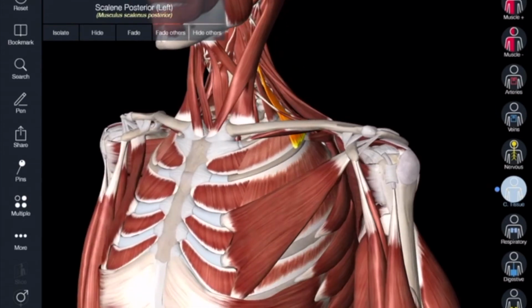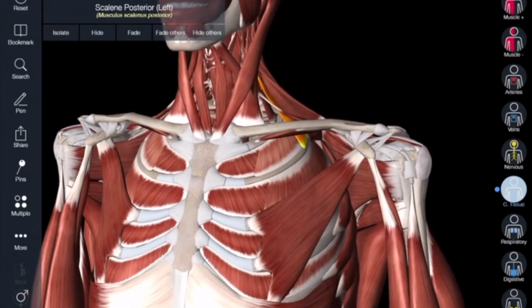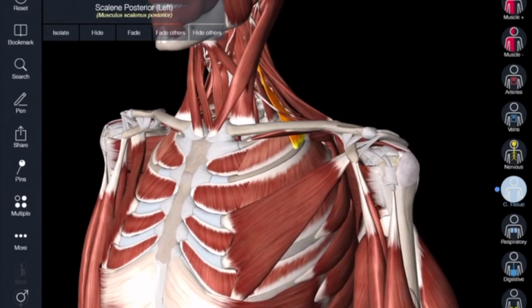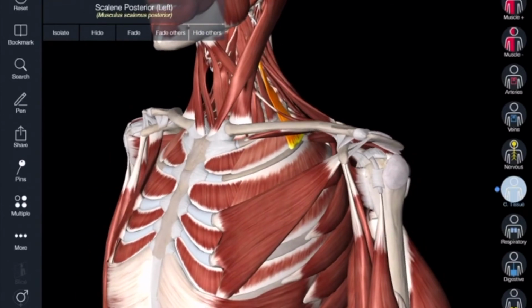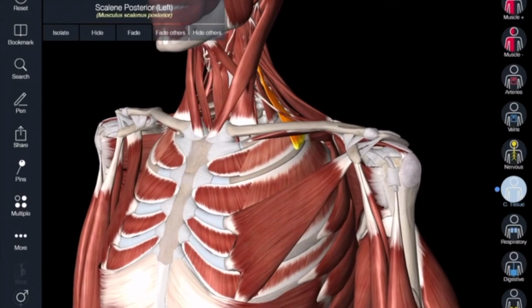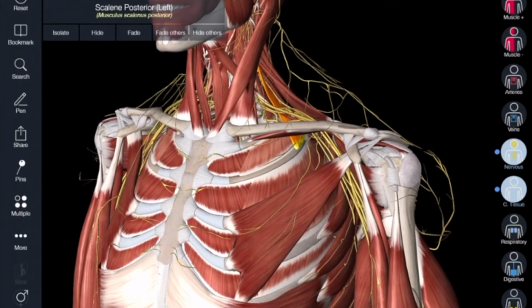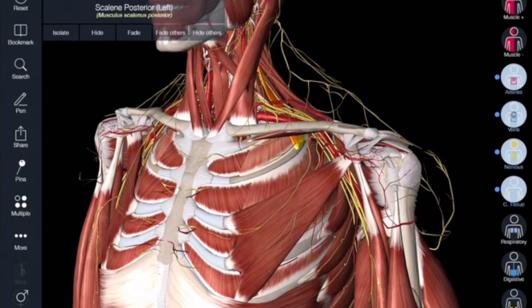And so when the scalenes start to get tight, it will tend not to be an issue until weeks after the whiplash injury, because they'll do okay for the first couple of weeks trying to be ligaments, and then they'll start to peter out and they won't be able to last through the whole repair process. But let's add on the nervous system here and arteries and veins.